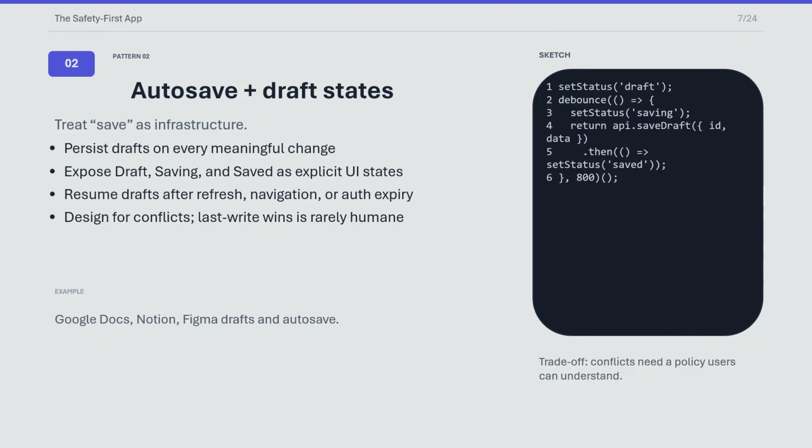And of course you need to design for conflicts, and last write wins is, after all, quite rarely humane. Some examples of this: Google Docs does a good job of this, Notion does a good job of this, Figma drafts, if you work with Figma, are able to autosave. And of course, conflicts come as part of this. You need to consider that conflicts need a policy that users can understand. How do you resolve conflicts?